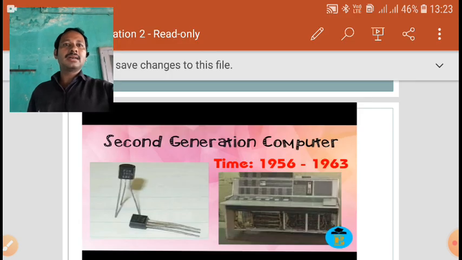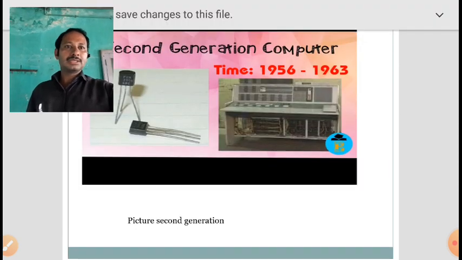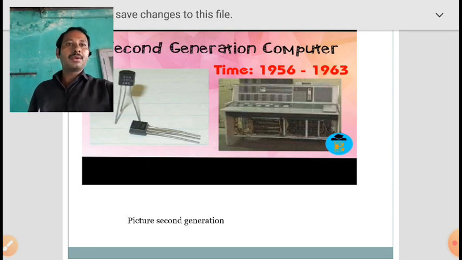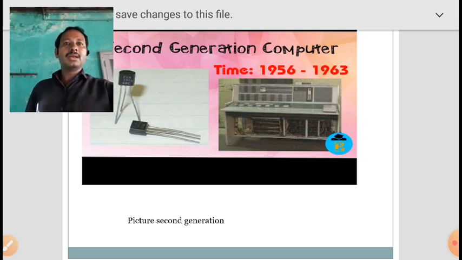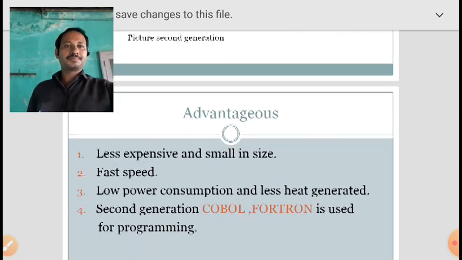Look at this second generation computer: it is small in size compared to the first generation computer, and it is portable, because you can carry it from one place to another. The first generation we could not carry from one place to another, because the size was very big and it was stored in a separate room. The second generation is portable, we can move it anywhere.